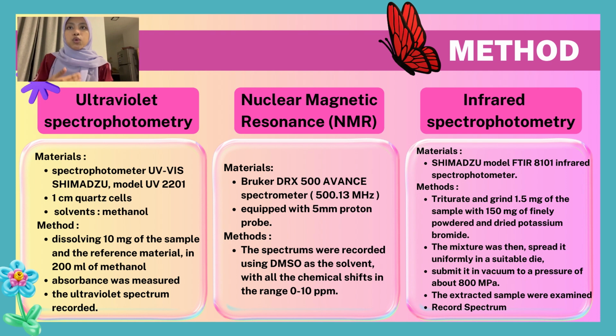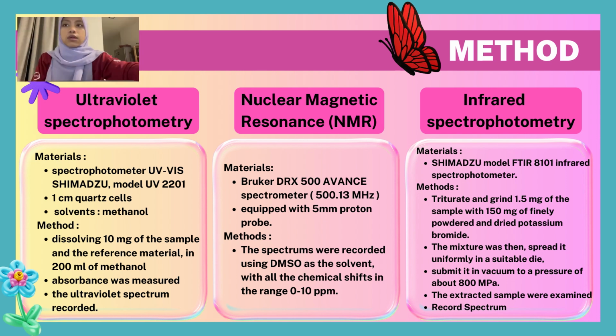For infrared spectrophotometry, we use the Shimadzu model FTIR 8101 infrared spectrophotometer. Okay, so the method is we triturate and grind 1.5 mg of the sample with 150 mg of finely powdered and dried potassium bromide, and the mixture was then spread uniformly in a suitable die and submitted to a vacuum to a pressure of about 100 MPa. The extracted sample was examined and we recorded the spectrum. Now it's about the instruments used, so I pass to Patricia to continue this presentation.